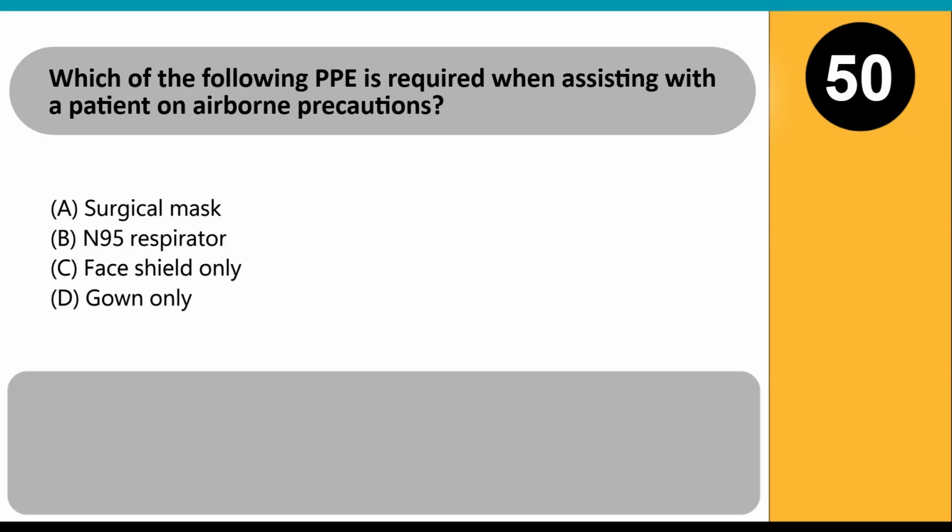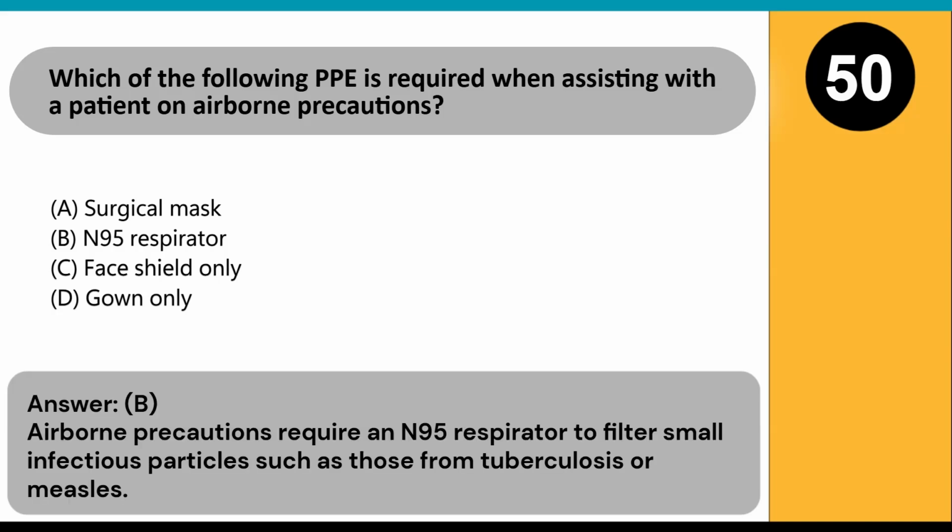Which of the following PPE is required when assisting with a patient on airborne precautions? A. Surgical mask. B. N95 respirator. C. Face shield only. D. Gown only. Answer: B. Airborne precautions require an N95 respirator to filter small infectious particles such as those from tuberculosis or measles.